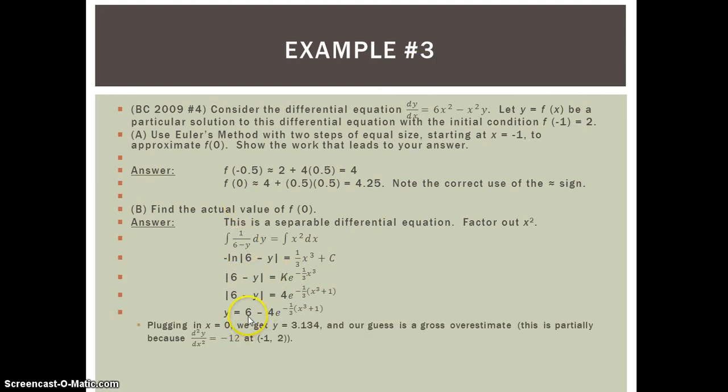And then we can solve for y. y is equal to 6 minus 4 e to the negative 1/3 x cubed plus 1/3. Plug in x is equal to 0, we get y is equal to 3.134. Notice our guess was 4.25, and our guess is a gross overestimate. When you actually go through and calculate the second derivative at (negative 1, 2), you get it to be negative 12. And since the function is concave down, our approximation will overestimate. And negative 12 is a pretty big second derivative.